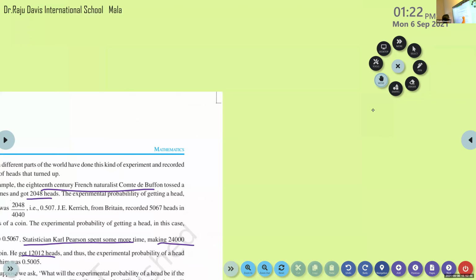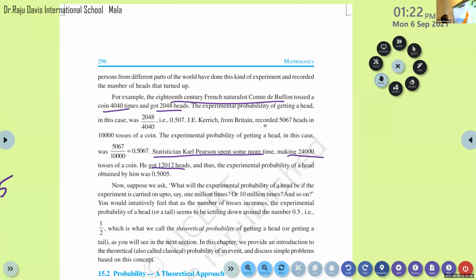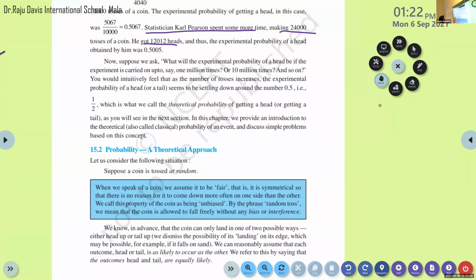So children, you give a heading, theoretical approach. You can give this heading, theoretical approach, as a subheading.